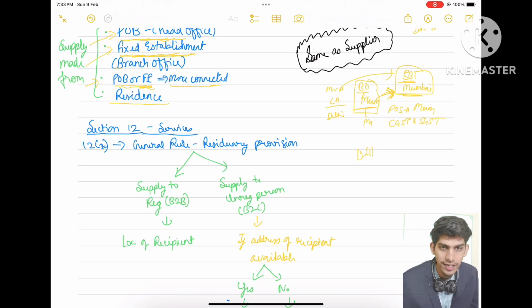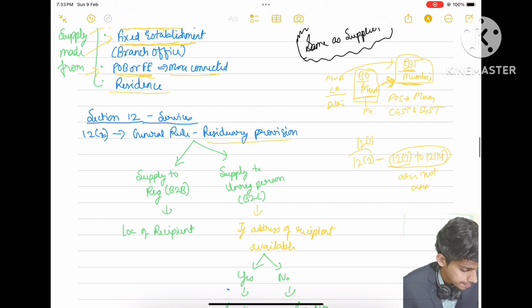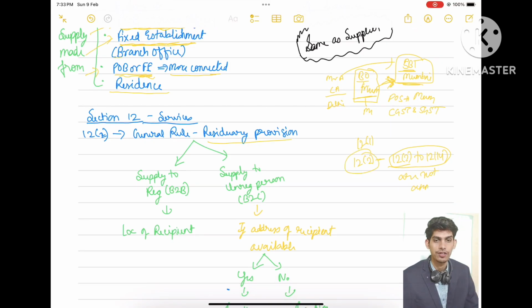Then section 12.2 is a general rule, or you can say a residuary provision. This section has 14 subsections. Section 12.2 will be used when sections 12.3 to 12.14 are not applicable. So this is a residuary provision, a general rule which will apply if any of the other rules or provisions do not apply.